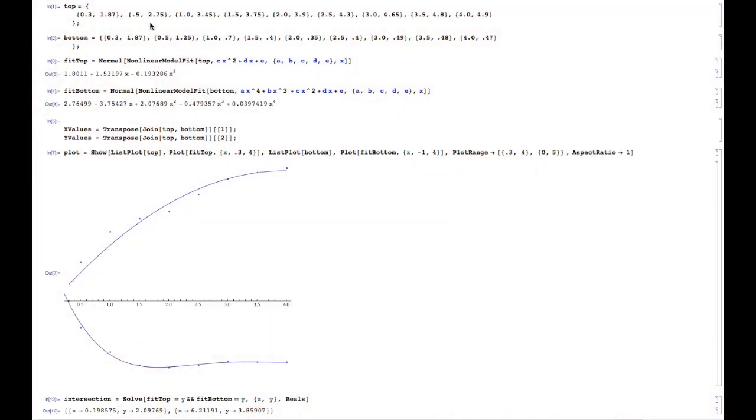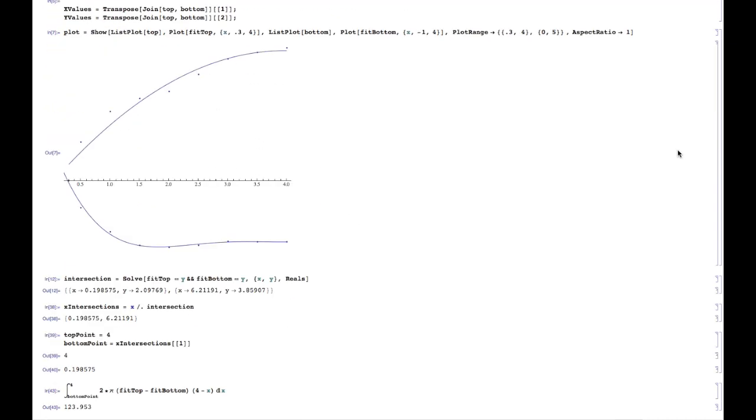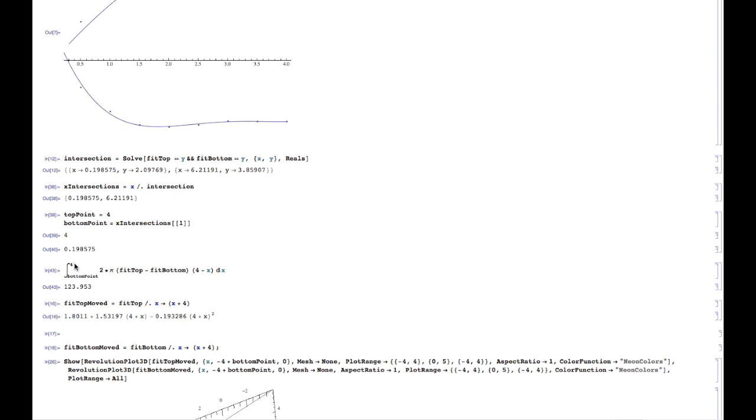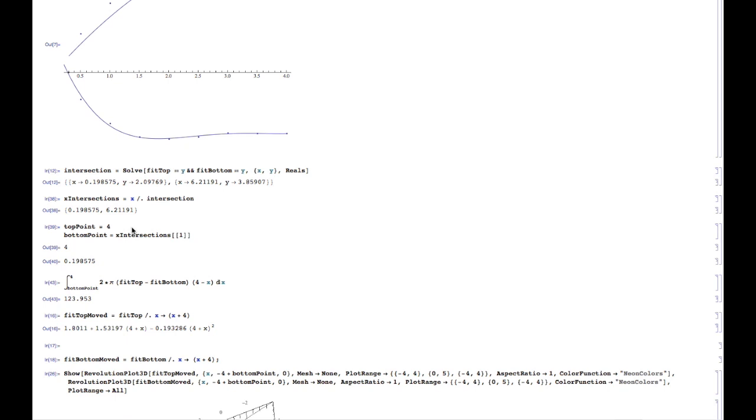In Mathematica here, you can see that we entered our data for our bread. These are the points that we found. And here they are plotted on a graph along with our fit lines that we've generated. And then if we go down further, we can see the actual integral that computes the volume of this 3D shape. And this uses those regression lines that we found earlier. So this equation here gives us the answer of 124 cubic inches for the volume of this loaf of bread.